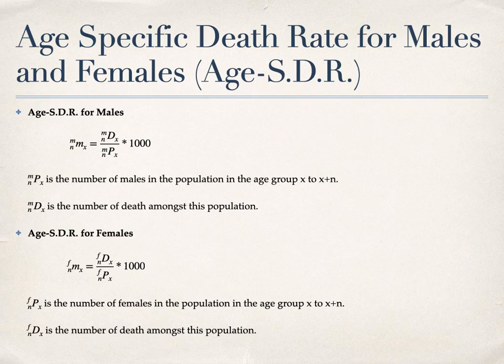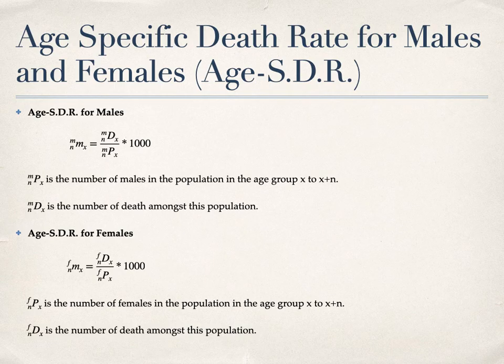So the age specific death rate for males and females. Coming to the age specific death rate for males, we consider in the numerator the number of males in the population of the age group x to x plus n. Similarly, ndx or mndx is the number of deaths amongst this population.